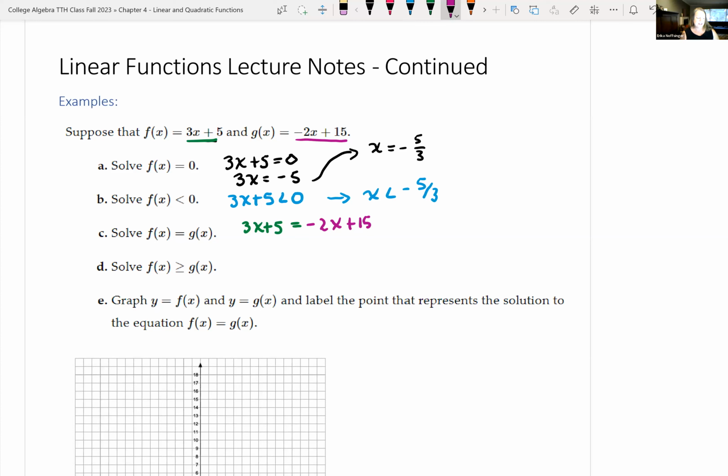Solving a linear equation, we want all the variables on one side and all the terms without variables on the other side. So I could add 2x to both sides, getting rid of the negative 2x on the right. Adding 2x to both sides, 3x plus 2x is 5x. Then subtracting 5 on both sides, 15 minus 5 gives us 10. And then dividing through by 5, we get x equal to 2.